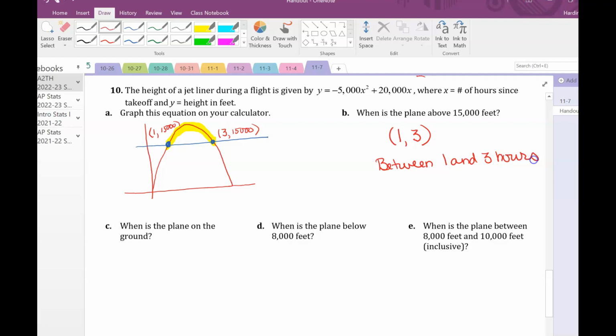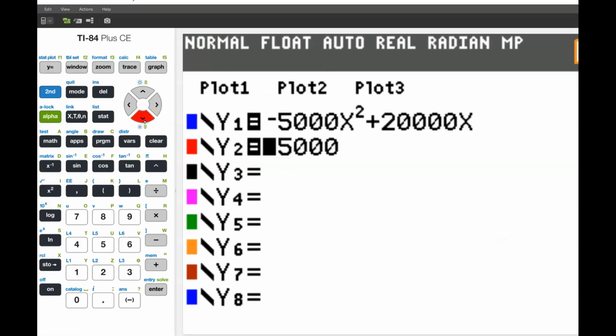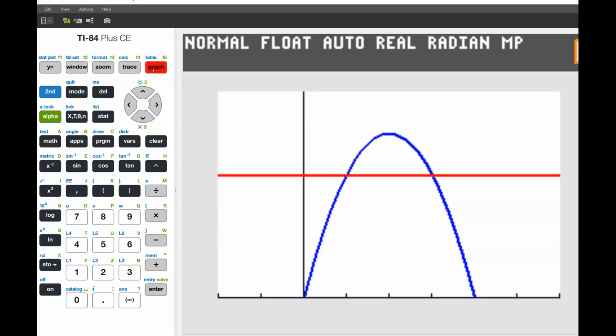All right, part C. When is the plane on the ground? Well, clearly that should make sense at 0 hours. And then when is the plane here? Well, this is when does the plane have a height of 0? So we're going to go in here. I'm going to add in a 0. Oops, double 0. It's all the same. You can sort of see a little line over the top there.